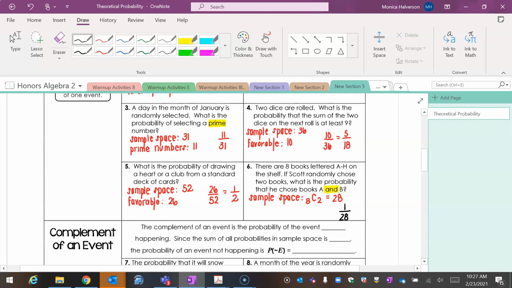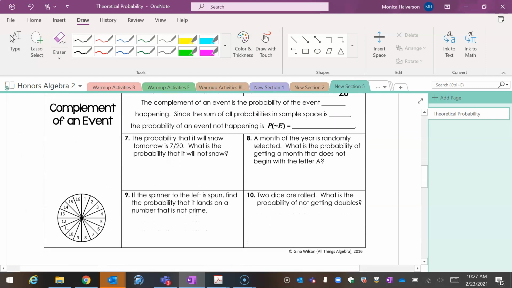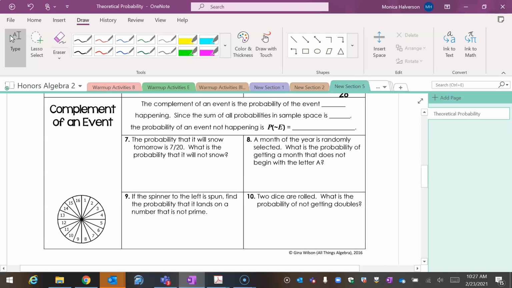Okay, so now that we've introduced theoretical probability, we need to talk about something known as the complement of an event. The complement of an event is the probability of the event not happening. Since the sum of all probabilities in a sample space is 1, the probability of an event not happening, and that's what this negative E is, is 1 minus the probability of the event happening.